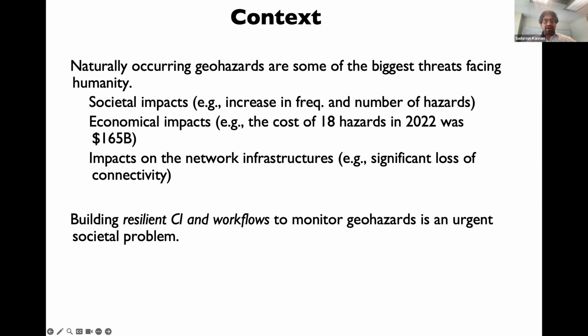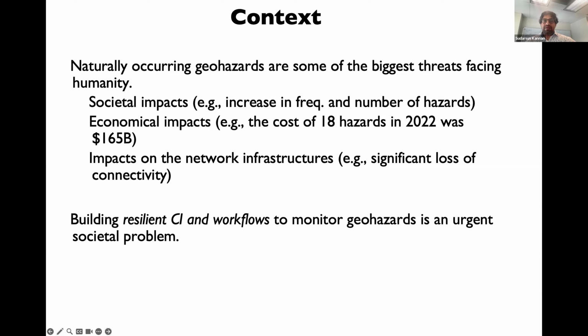To set some context, as we all know and have been hearing in the news, naturally occurring geohazards are some of the biggest threats that we are currently facing as a community. They have a huge societal impact, specifically with their increasing frequency. For example, in 2022, the cost of 18 hazards was around $165 billion. And in 2024-2025, with the LA fire and so on, these costs are going to increase significantly and substantially. Beyond these, they also have a huge impact on the overall infrastructure, for example computing and network infrastructure, which results in significant loss in connectivity.